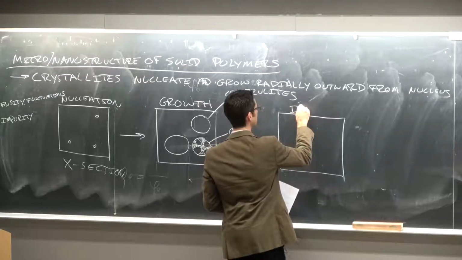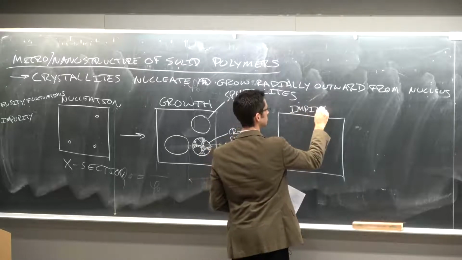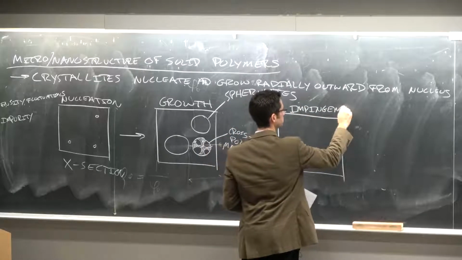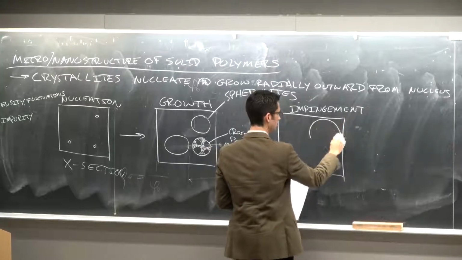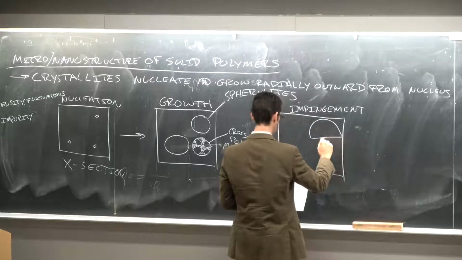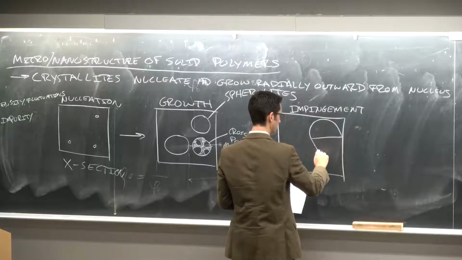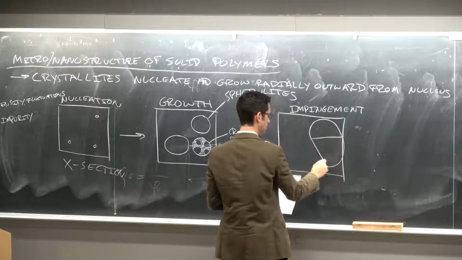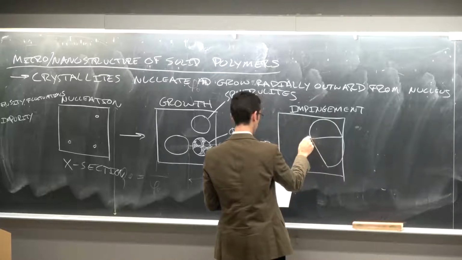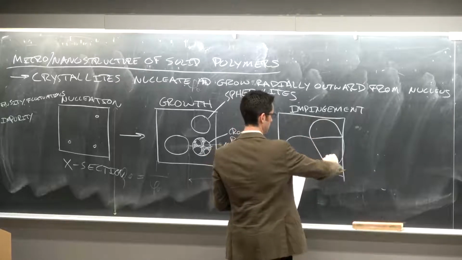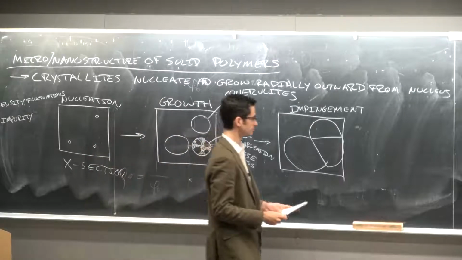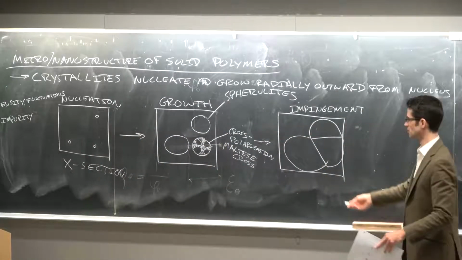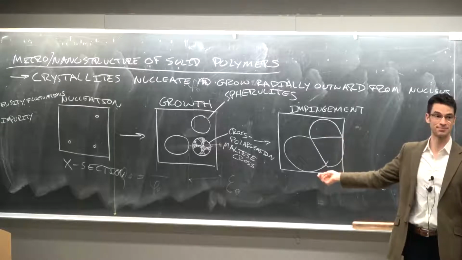Then you have impingement of these blobs, and let's say that they have been growing outward like this, and they run into each other and they can't go anymore. It's like bubbles merging into each other. And then eventually the whole thing is these spherulites.